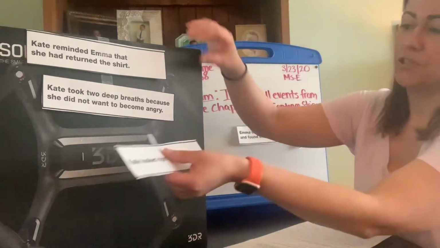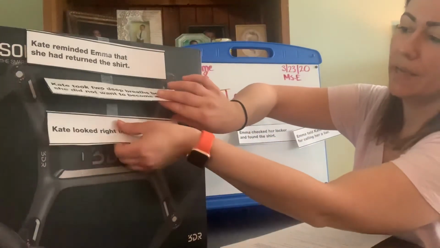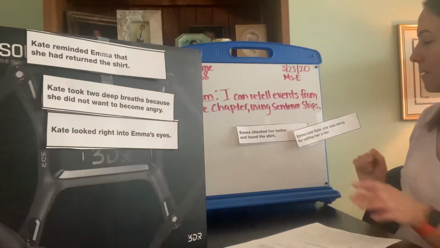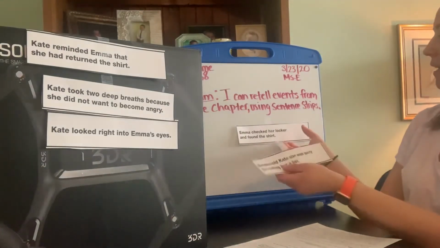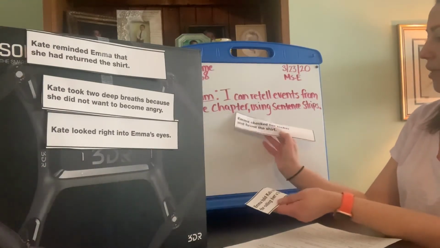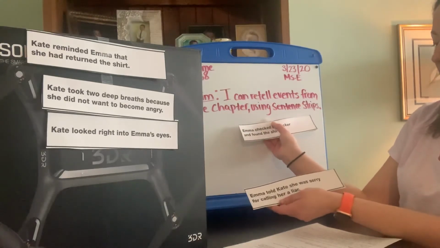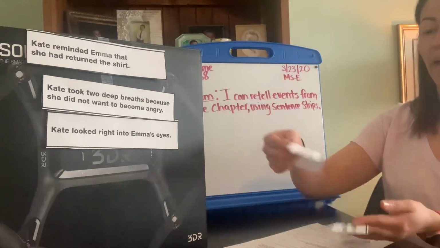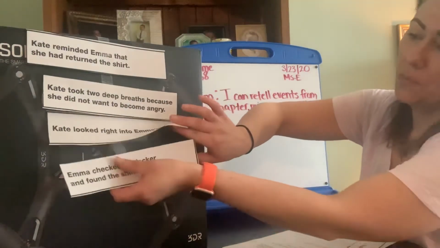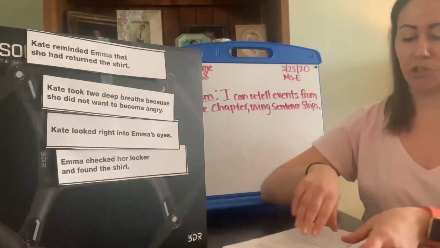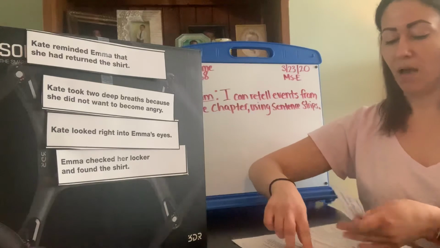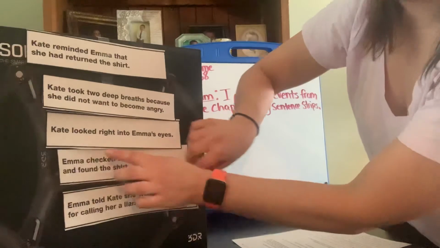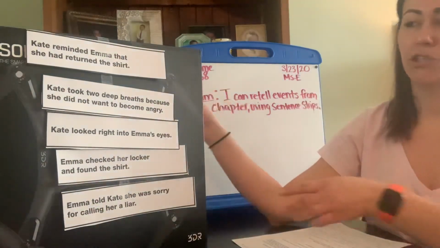Then it says that Kate looked Emma right in her eyes. So that would be what comes next. Then I have to decide if it should be that Emma checked her locker and found the shirt, or Emma told Kate she was sorry for calling her a liar. And I know without even checking the story that the first thing that had to happen was that Emma checked the locker and found her shirt, because she wouldn't be apologizing to Kate for calling her a liar unless she had checked the locker and found her shirt.